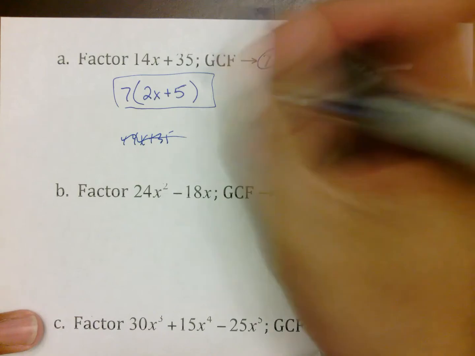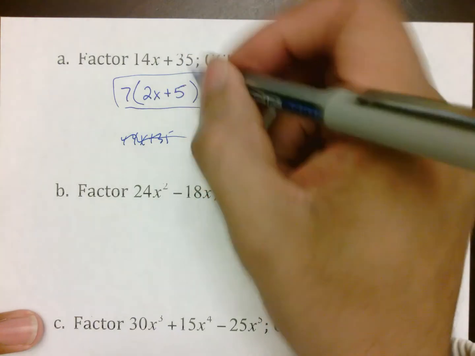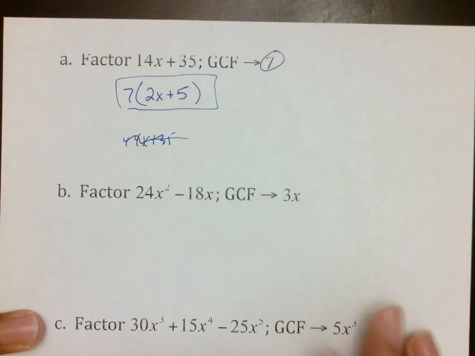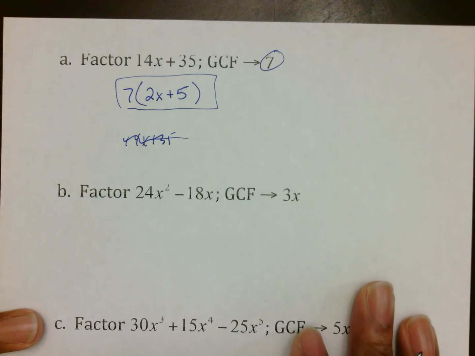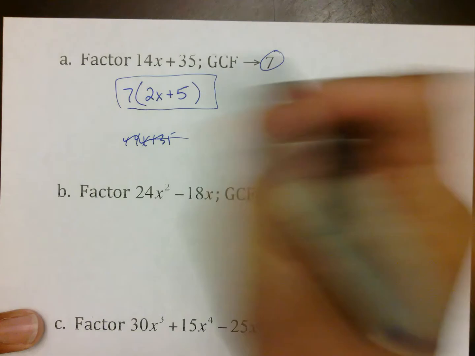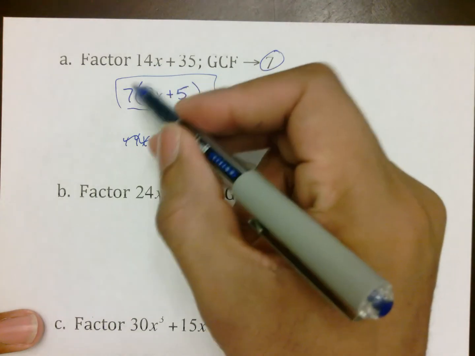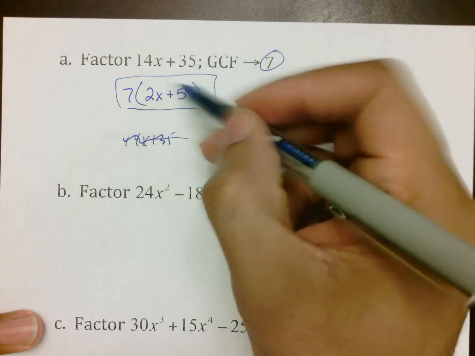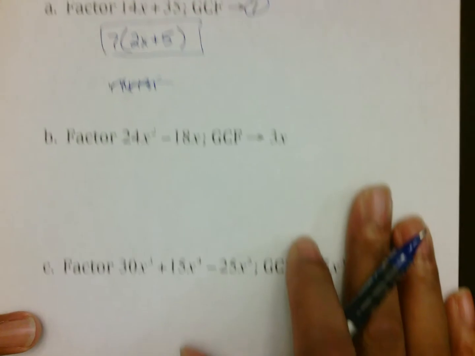Remember, this is the opposite of distributive property, which means your answer should look like a distributive property problem. Just do a real quick check in the end to make sure everything is where it's supposed to be. So again, take the 7 out. 14 divided by 7 is 2. X stayed the same. Plus stayed the same. 35 divided by 7 is 5. And that is all.